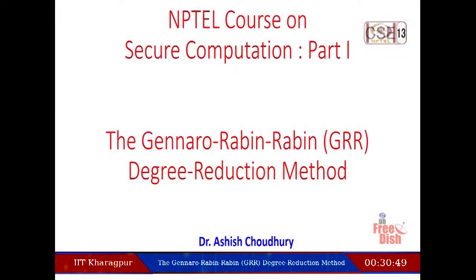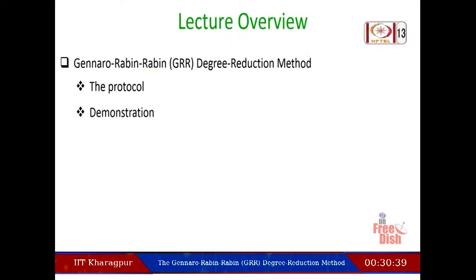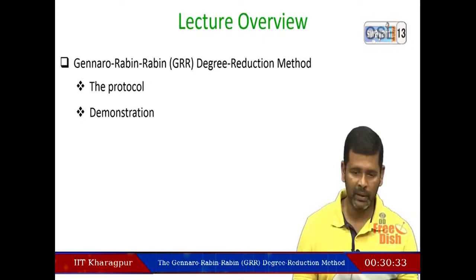So, in this lecture we will see the more efficient solution for the degree reduction problem due to Gennaro-Rabin. This is called the GRR degree reduction method, and we will also get a better understanding of the degree reduction method.